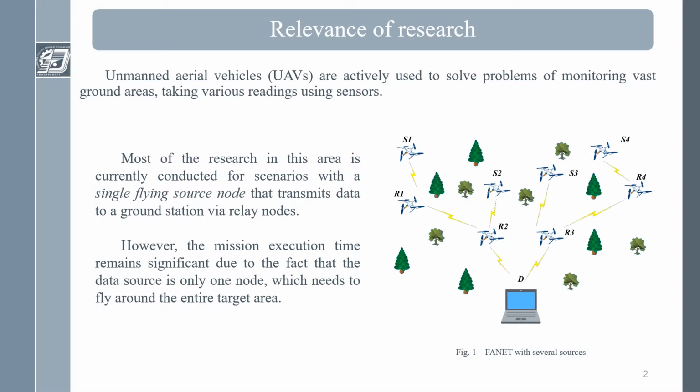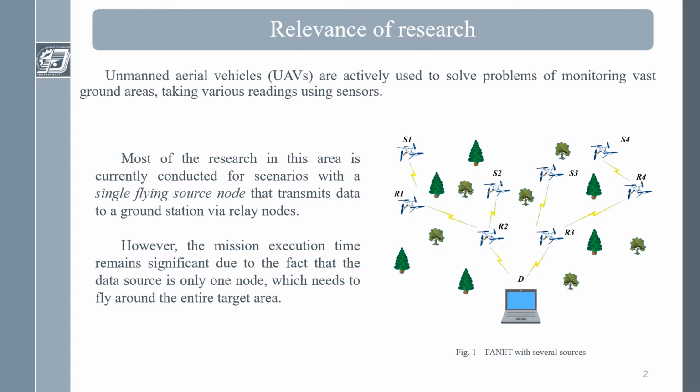Today, unmanned aerial vehicles are used to solve various tasks, from private video filming to monitoring tasks of especially important objects. At the same time, when solving various problems, only one unmanned aerial vehicle acts as a source node, which is not enough for rapid monitoring of vast ground areas. In the scientific sphere, FANET with several relay nodes and only one source node is considered.